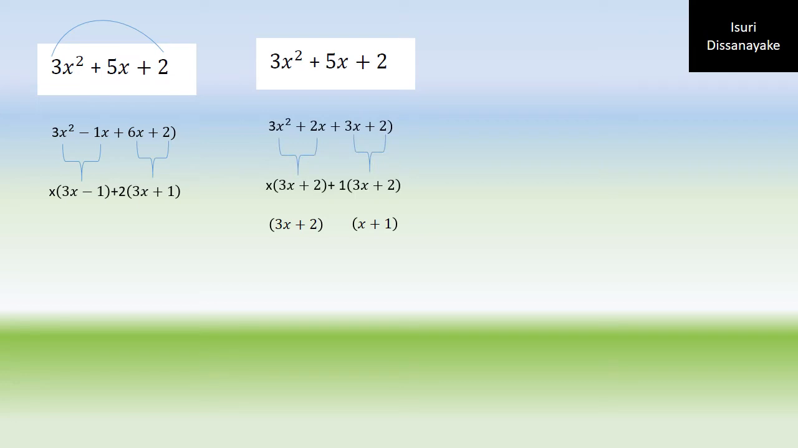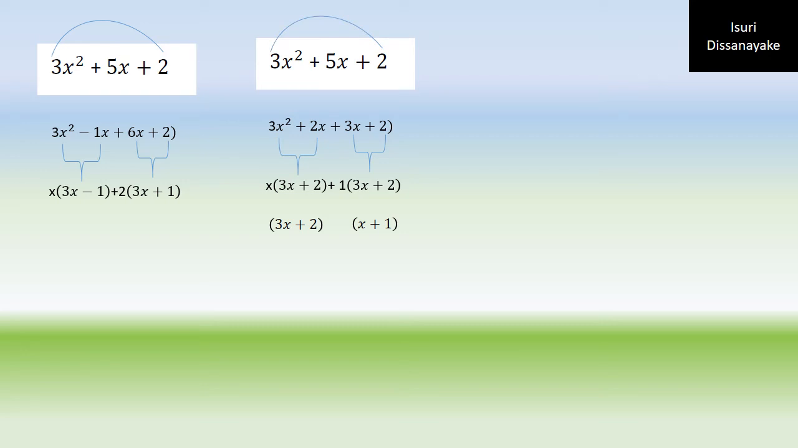Then you are going to split it as what? 2x and 3x. So look at this sum. We can split 3x squared plus 5x, I will split it as 2x and 3x, where 2 plus 3 becomes 5. And 2 times 3, it should be what? It should be 6, plus 2.